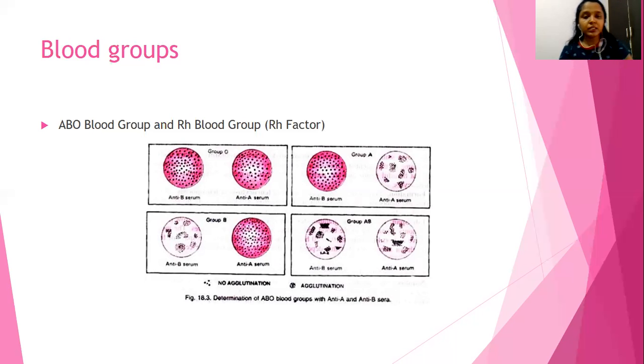Well, in this particular picture, I just want to show you how agglutination happens within the blood. Take for example, in the first picture, it is group O, where the dots represent no agglutination, and this clumping stuff represents the agglutination.